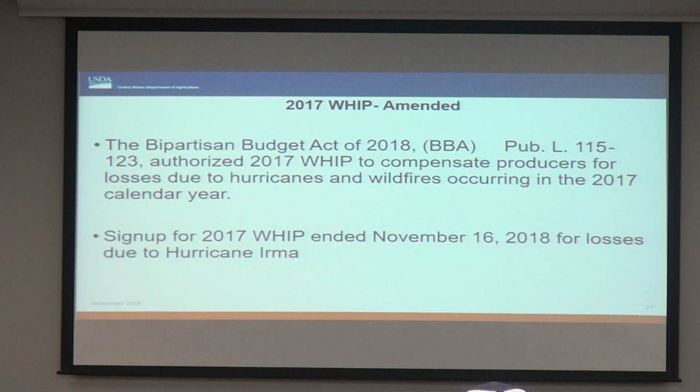And last year, when the Bipartisan Budget Act was passed, it created WIP 2017. This was for disasters in 2017 that affected crops. And our eligible event was Hurricane Irma. And so that sign up ended in November of last year.